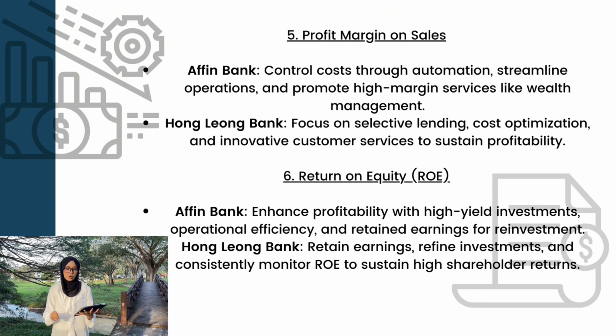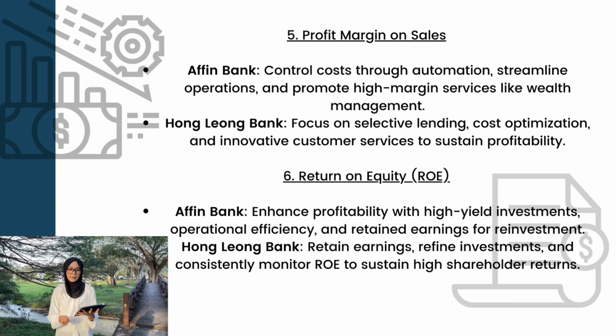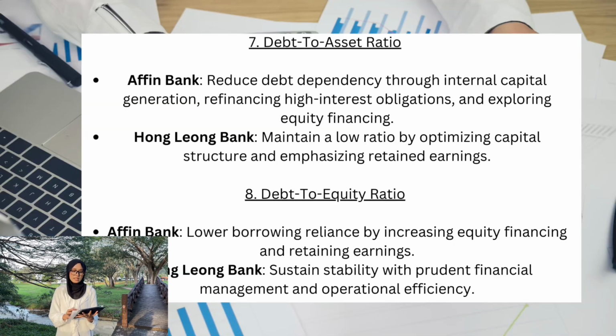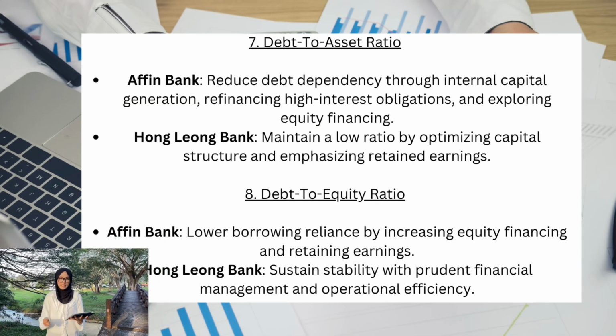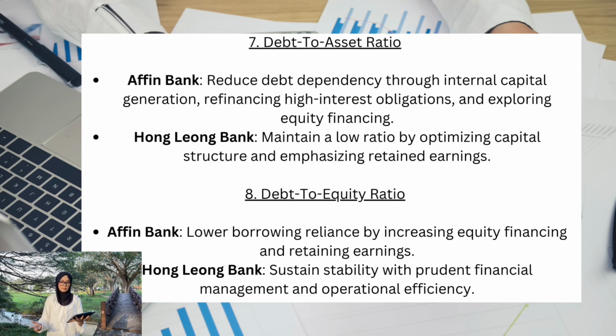Affin Bank can enhance its ROE by prioritizing high-yield investments, improving efficiency, and retaining earnings for reinvestment. As for Hong Leong Bank, it should sustain its strong ROE by refining its investment strategies and retaining a significant portion of earnings. The seventh one is debt to asset ratio. Affin Bank needs to reduce reliance on debt by generating internal capital, refinancing high-interest obligations, and considering equity financing. Nonetheless, Hong Leong Bank should maintain its low debt to asset ratio by optimizing its capital structure and emphasizing retained earnings. The last one is debt to equity ratio.